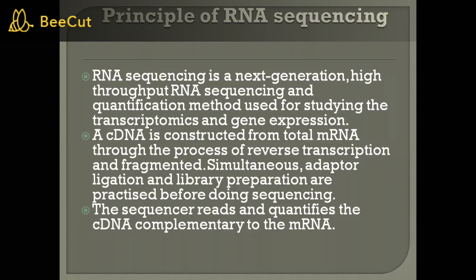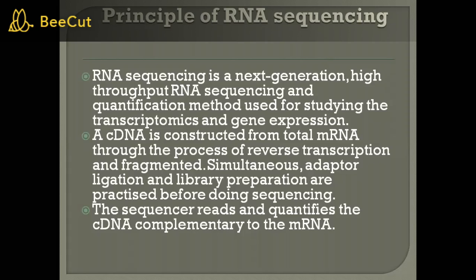Some of the molecular features can only be observed at the RNA level. Such features cannot be observed at the DNA level. Examples of such features are alternative isoforms, fusion transcripts, and RNA editing. That's why we have to sequence the RNA molecule. Next, we will see the principle of RNA sequencing.